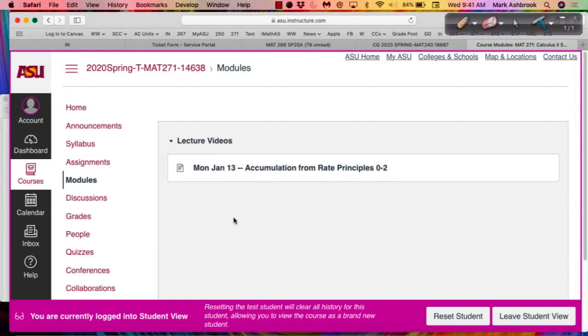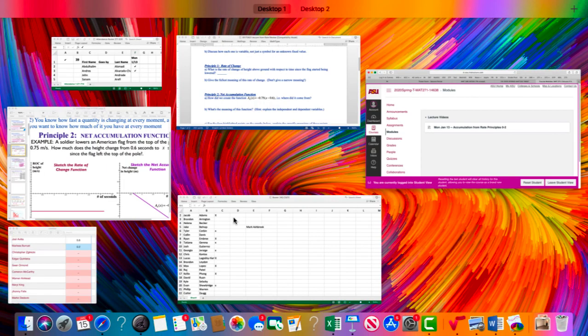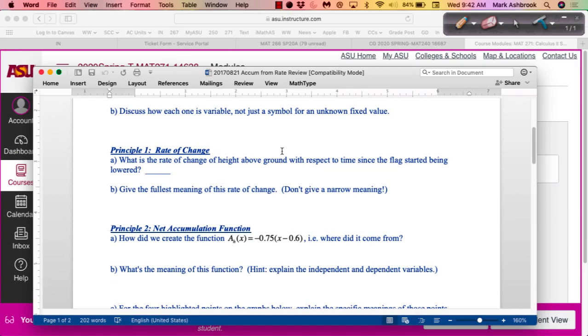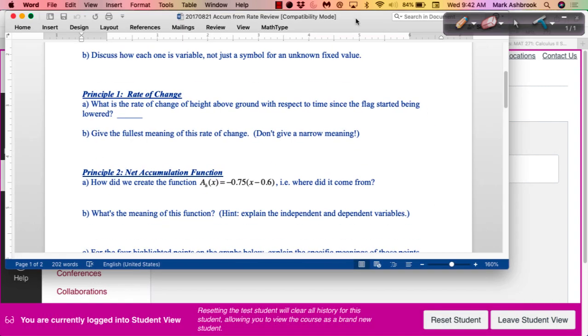Okay, any questions about Canvas or logistics? All right, so let's start by going over the homework for today. Let's talk a little bit about your homework. Setting the stage: what are we doing?